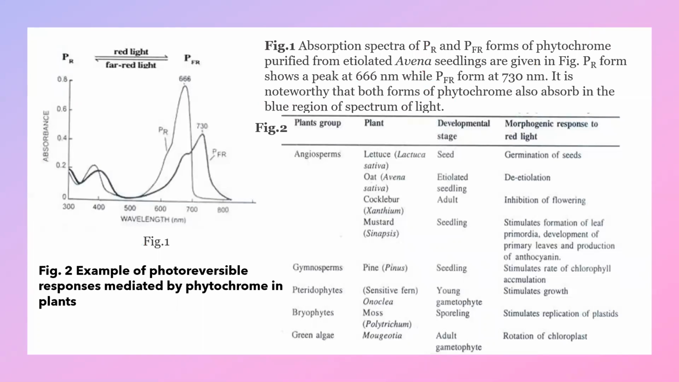Gymnosperms too show responses towards light. For example, exposure to red light stimulates chlorophyll accumulation in Pinus. Pteridophytes show stimulation of growth; that is, in young gametophytes, on exposure to red light, the initiation of growth takes place. Bryophytes show stimulation of replication of plastids, and rotation of chloroplast is a response seen in green algae.